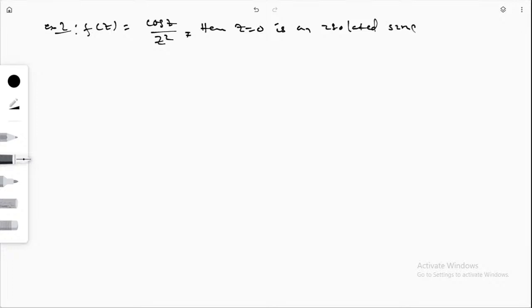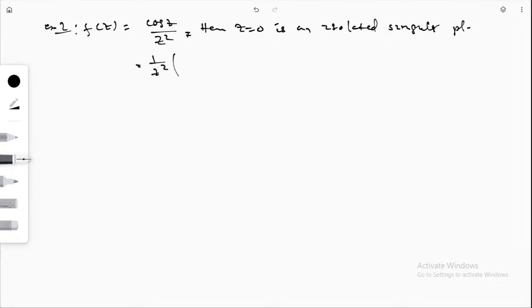So now comes the next phase. I will do another example. Suppose my f of z is cos z divided by z square. Similarly, at z equal to 0 the function is not defined, so z equal to 0 is an isolated singular point. To classify which category it comes in, I will make the series expansion.